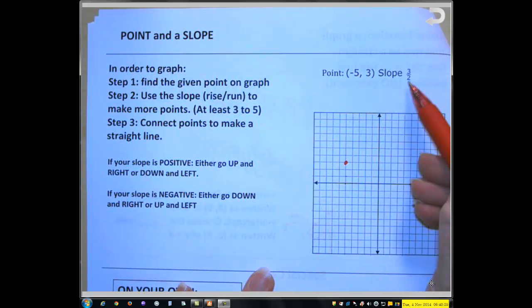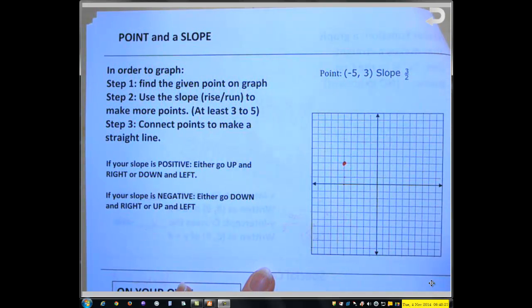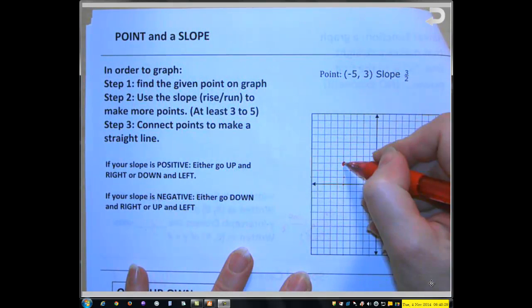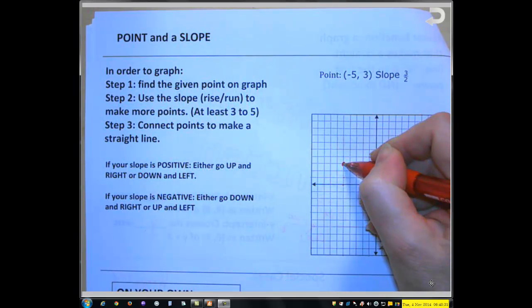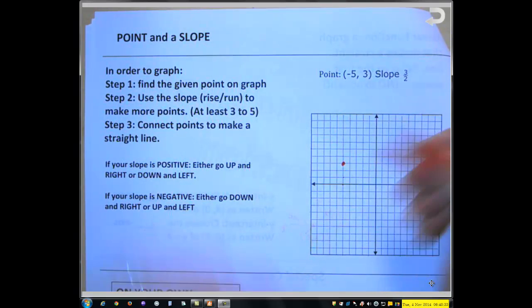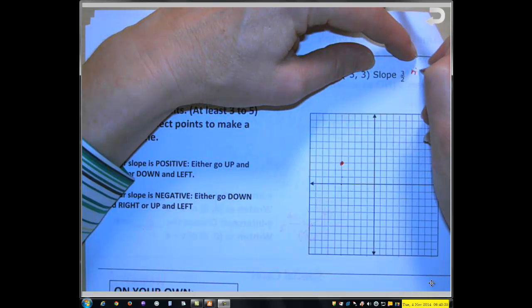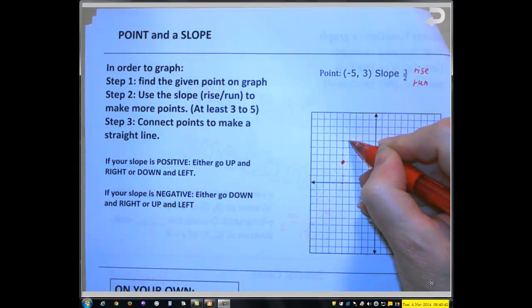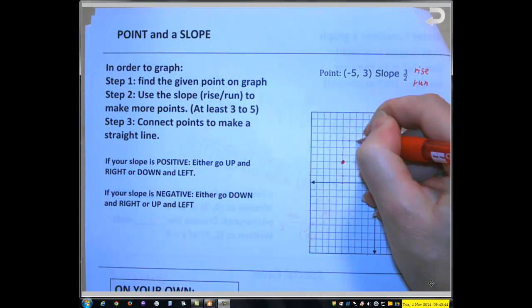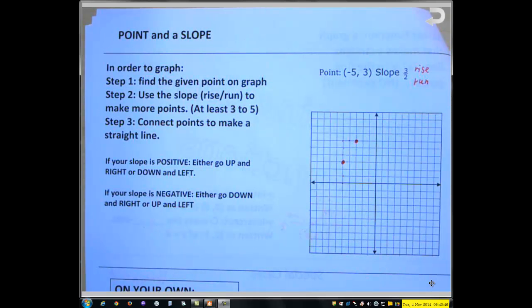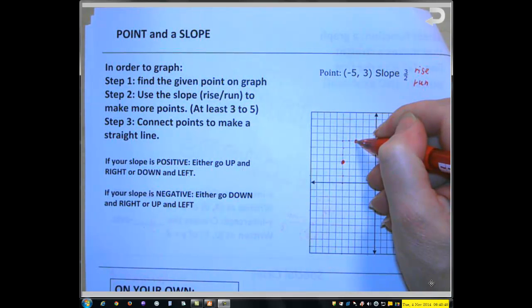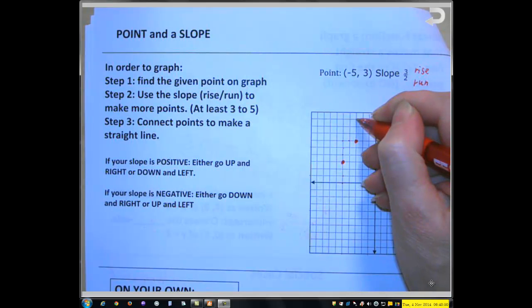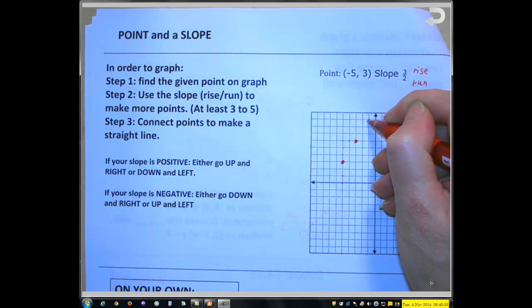So let's look at our slope. Our slope is positive. So let's find another point on this line by starting at the point that was given to us. And our rise is 3 and our run is 2. So that means we're going to go up 3 and to the right 2. And let's go ahead and do that again. Starting at the second point that we found, we go up 3 and to the right 2.